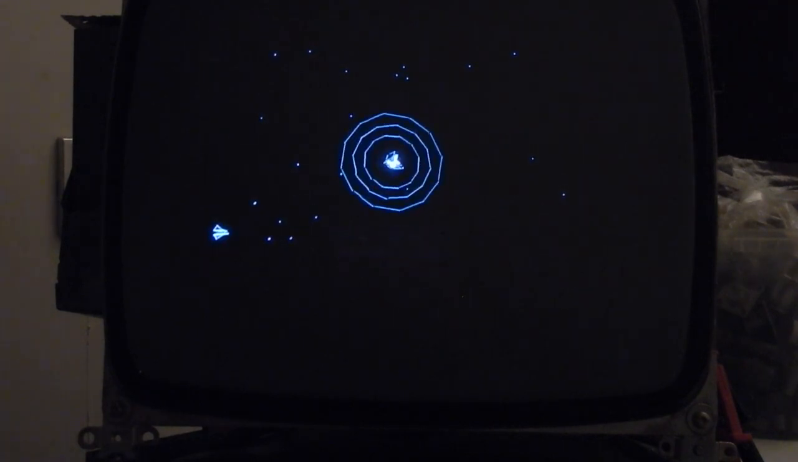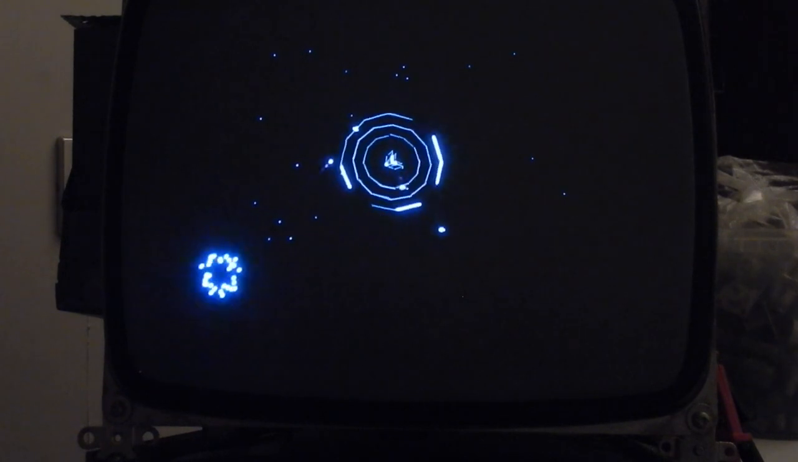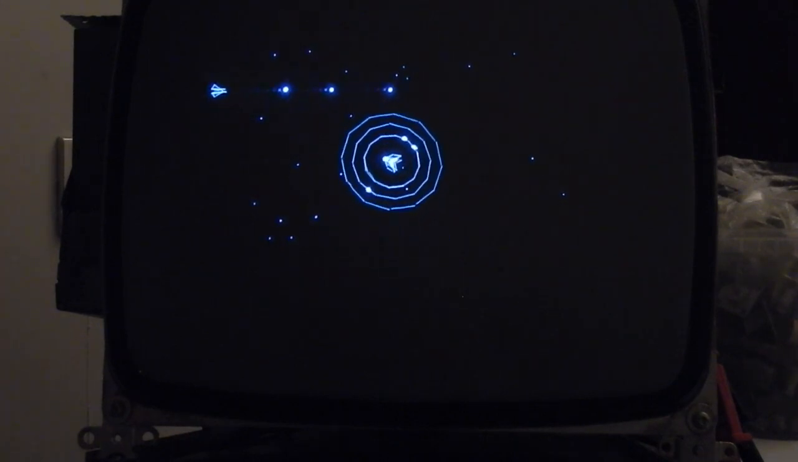Vector games have spectacular explosions, don't you think? Okay, seems all is working fine, so this PCB was not particularly difficult.